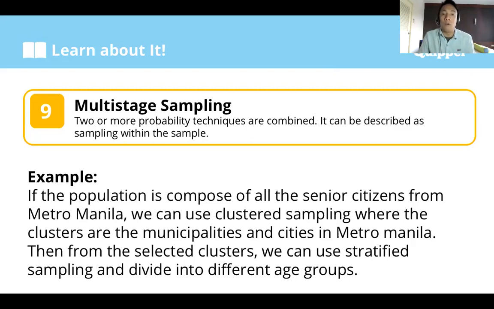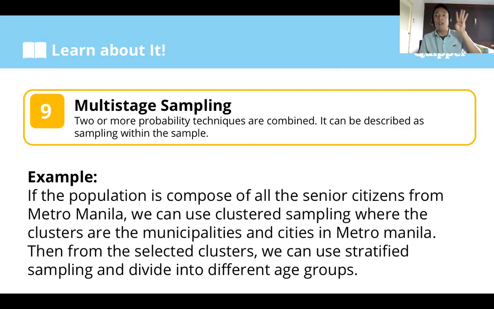Okay, 2 or more probability techniques are combined. It can be described as sampling within the sample. Kumbaga, kung masyado pang marami yung 50, gusto ko 25 na lang. So from that 50 samples, gagawa ka ulit ng isang random sampling. For example, gagawin mo naman yung K element. So yung K element will be decided yung 25 mo na sample size. Okay? That is multi-stage sampling.